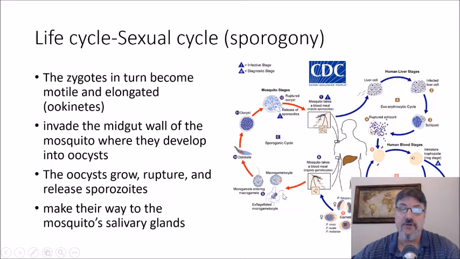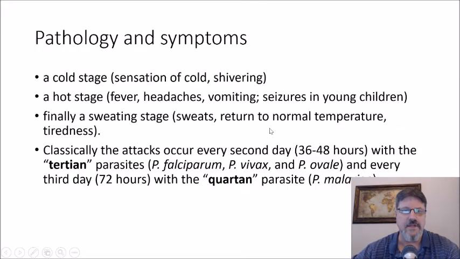Then the zygotes in turn become motile and elongated and become ookinetes, which invade the midgut wall of the mosquito, where they develop into oocysts. The oocysts grow, rupture, and release the sporozoites, which find their way to the mosquito's salivary glands in the proboscis, and the cycle continues when they take a blood meal in a person. Some of those sporozoites go into the human being, and we've got this long, complicated cycle of the malaria parasite.